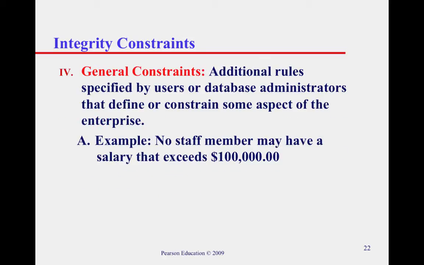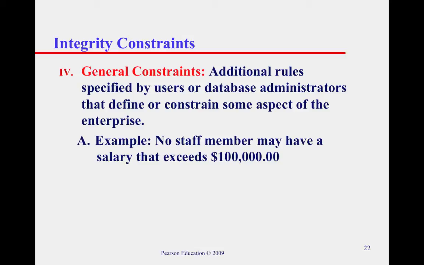And then we have general constraints. These are just constraints on some aspect of our enterprise. We may have a constraint that no staff member has a salary that exceeds $100,000, or that no staff member manages more than 30 properties, or that a manager may not manage more than one branch. And another constraint that says a branch has exactly one manager. Those are all enterprise constraints.